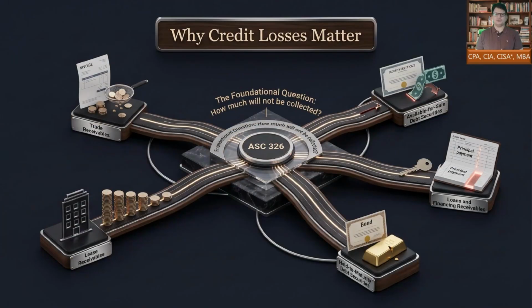Trade receivables, loans, financing receivables, held to maturity debt securities, lease receivables, and available for sale debt securities can all involve future cash collections that may not fully arrive. ASC 326 asks a very practical question: how much of the recorded amount may not be collected? That answer affects allowances, credit loss expense, balance sheet presentation, and risk disclosures.